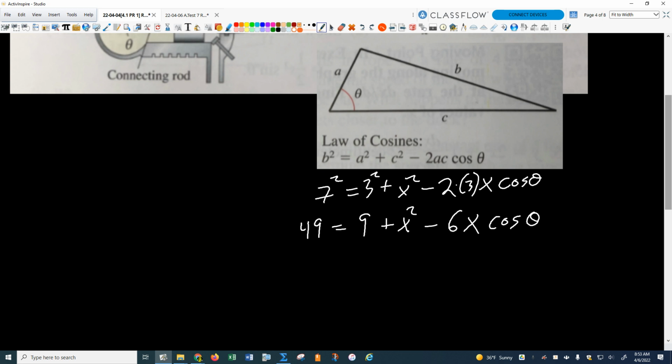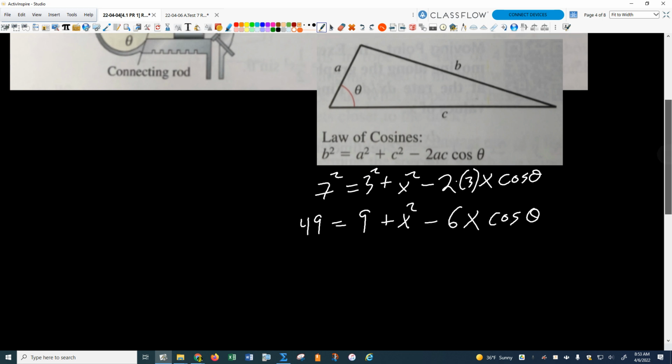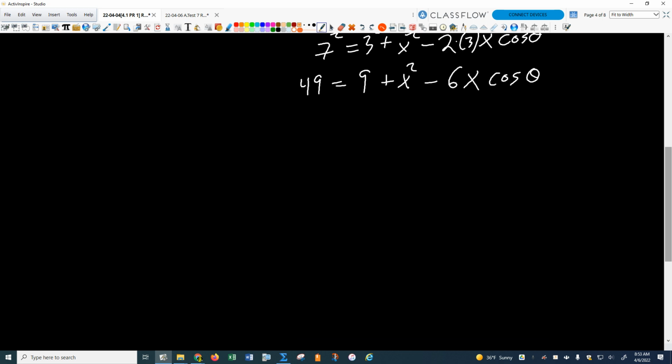Differentiate implicitly with respect to t, right? So if we do that, what's that going to give us? What's the derivative of 49 with respect to t? 0. And then I'm going to get 0 from the 9 also, aren't I? Derivative of x squared. Okay, good. 2x, x dot.